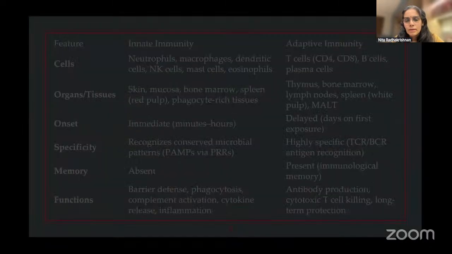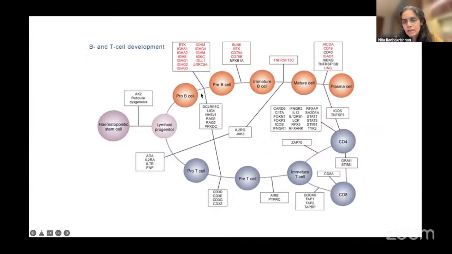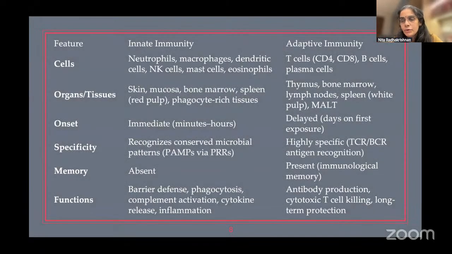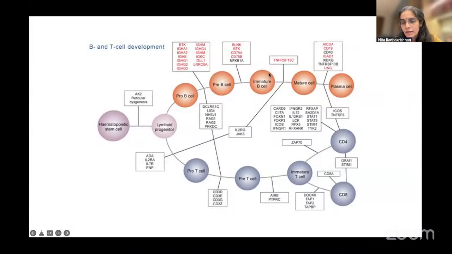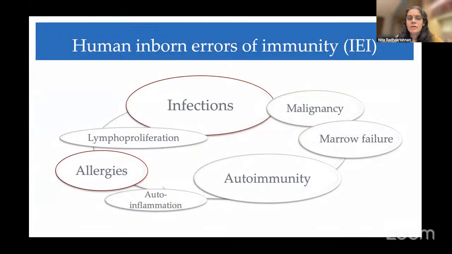When we talk about recurrent infections, one of the most important parts is going to be the adaptive immune system, and that adaptive system has both B cells and T cells. Based on where the abnormality is, the manifestations are also going to differ. So these are, broadly, how inborn errors of immunity present to us.